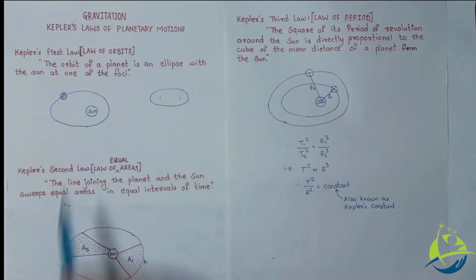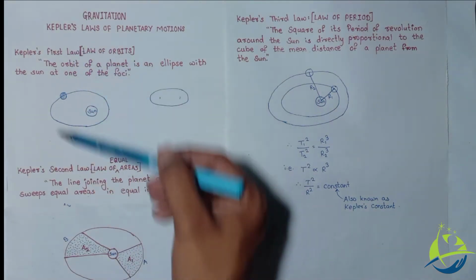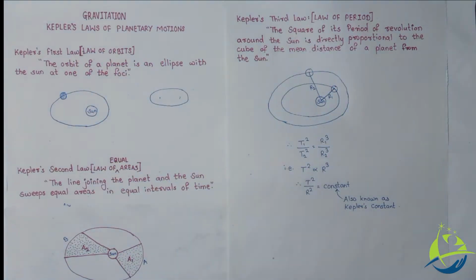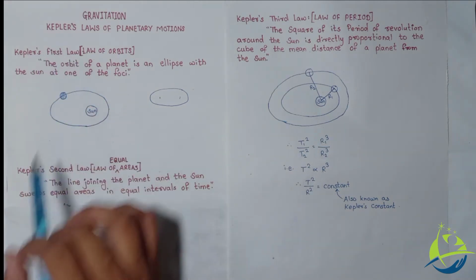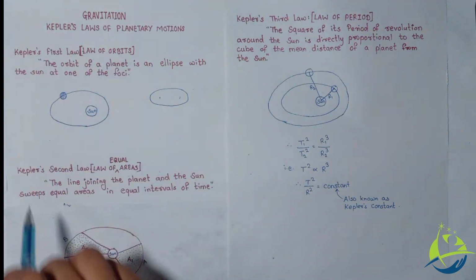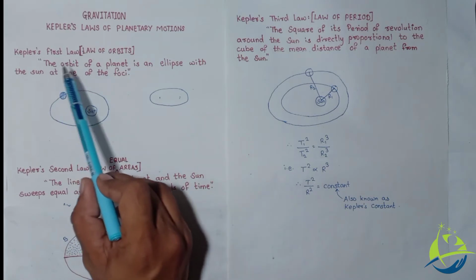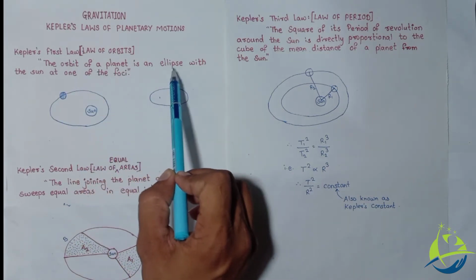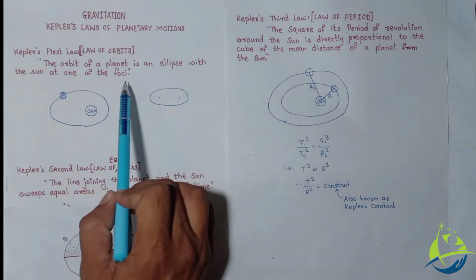Today we are going to learn Kepler's law of planetary motions. Kepler gave three laws: first law, second law, third law. Let us start with the first law. Kepler's first law, also known as the law of orbit: the orbit of a planet is an ellipse with the sun at one of the foci.